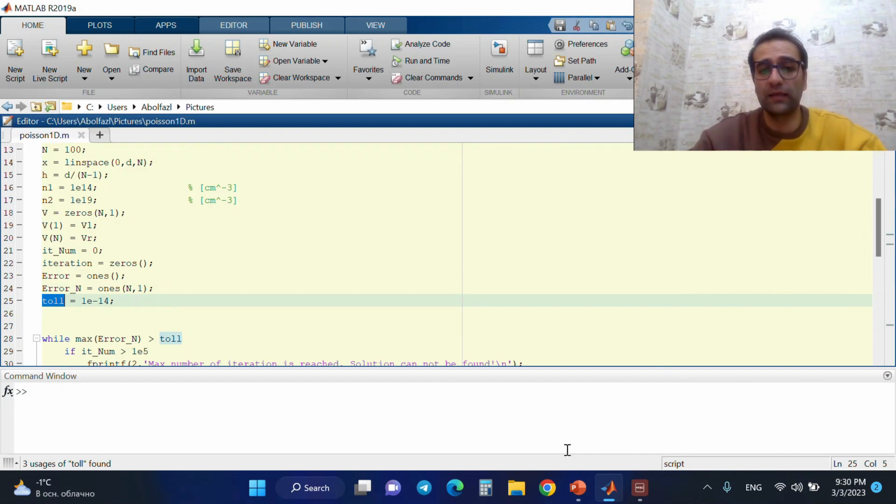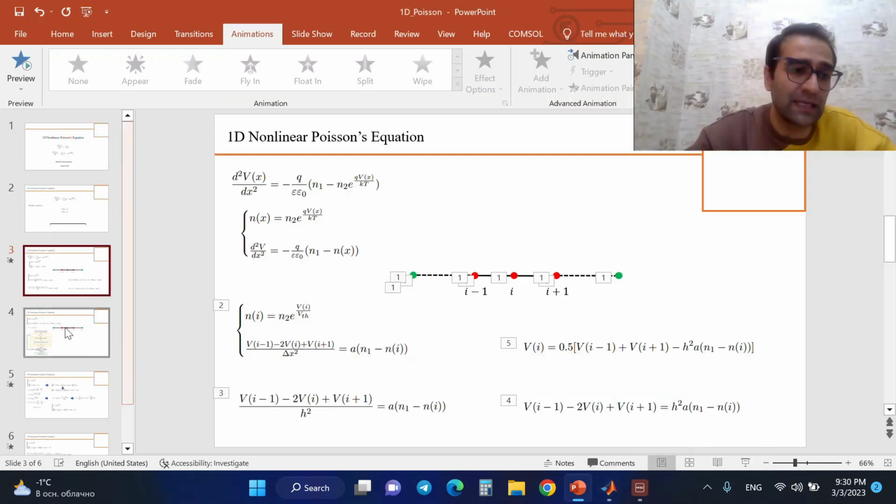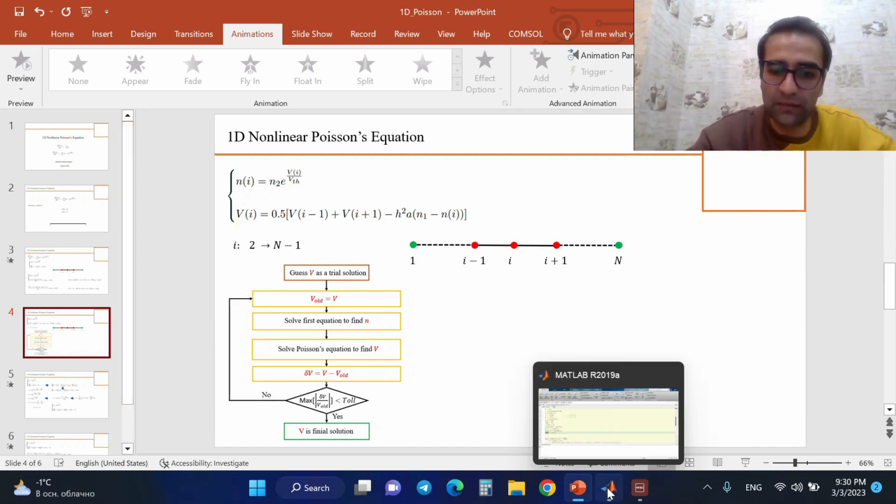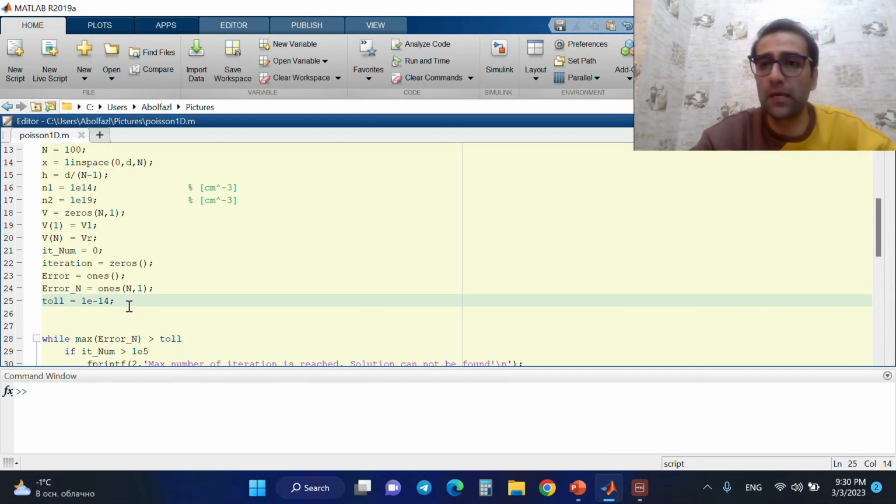And if you notice the algorithm, we say that we need to define some tolerance. If the relative error is less than the tolerance, we can stop the calculation. Otherwise, we need to repeat the calculation inside the loop. Therefore, here I define tolerance to be 1e minus 14. What does it mean? It means that our desired value for the tolerance is 1e minus 14, and the calculation will stop when the difference between the old solution and new solution is less than this number. And when this number is really small, we can be sure that the solution is true.